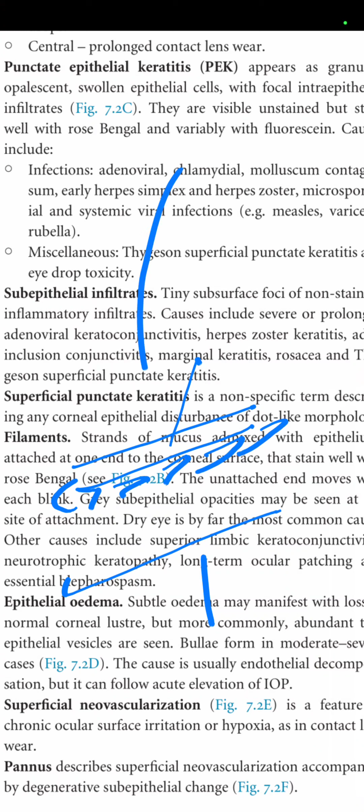How can you detect it? You can detect it by the slit lamp, and you can know where the layer is. Usually very commonly found in the adenoviral keratitis. And chlamydial can also be the cause, which is adult inclusion conjunctivitis.